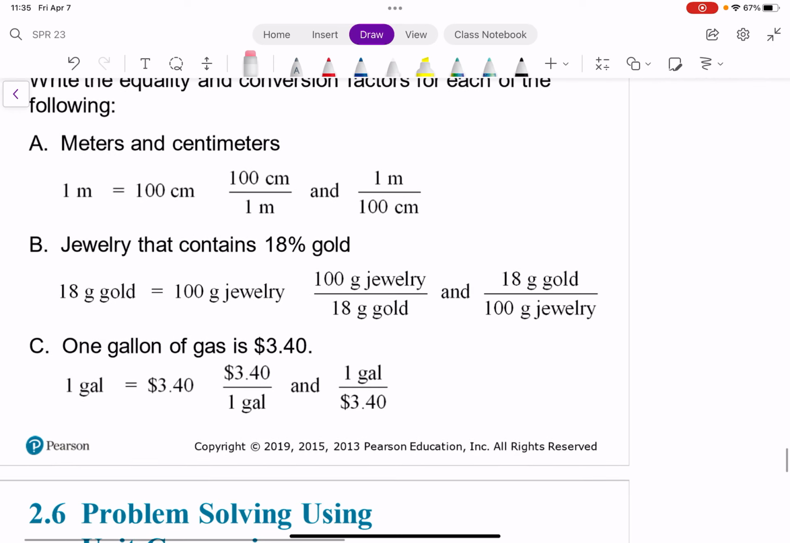And then 1 gallon of gas is $3.40. So this one's kind of weird, right? You have to think about it a little bit. What is the equality I can write out of just this statement? So I know I have a gallon of gas, right? So that's where they came up with this number. And then per every 1 gallon of gas, I'm spending $3.40. So that's a conversion factor you could write. And you could write it either with $3.40 on top and 1 gallon on the bottom, or 1 gallon on top and $3.40 on the bottom. Okay?